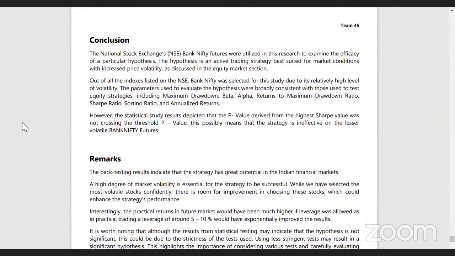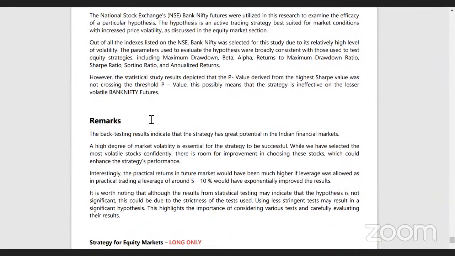Potential improvements in the strategies in the equity section could be integrating volume analysis, which would give traders a more comprehensive understanding of market sentiment. In the futures segment, the practical returns on the futures market would be much higher if leverage was allowed. Leverage of around 5 to 10% would exponentially improve results.